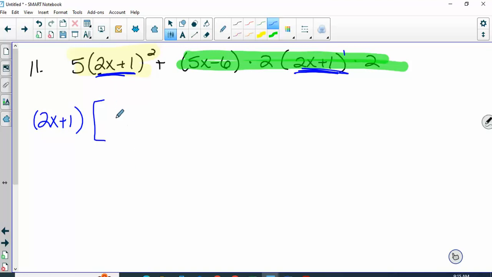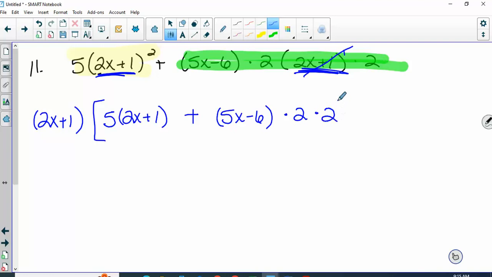So in the first term, I still have the 5. We had 2 of these, but I only took out one of them, so it has a 2x plus 1. Second term, we still have the 5x minus 6. I took out that, so it has a times 2 and another times 2. Have I lost anybody?